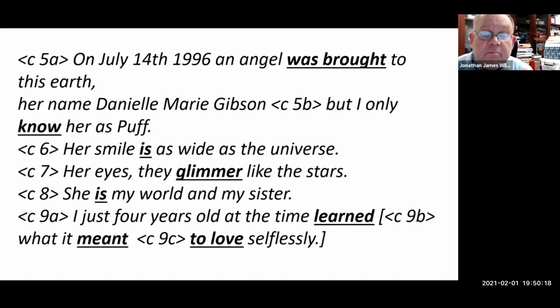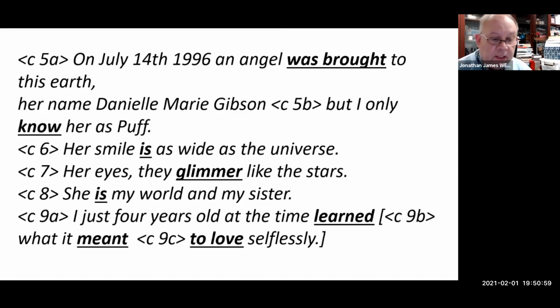Now, even if it is an embedded clause, you still indicate that as maybe A, B, or C, but you're putting it in square brackets. That identifies that it's not functioning at clause level. It's part basically of a noun phrase, most likely a kind of pre-modification. Six. Her smile is as wide as the universe, a simple clause. Her eyes, they glimmer like the stars, a simple clause. She is my world and my sister, simple clause.